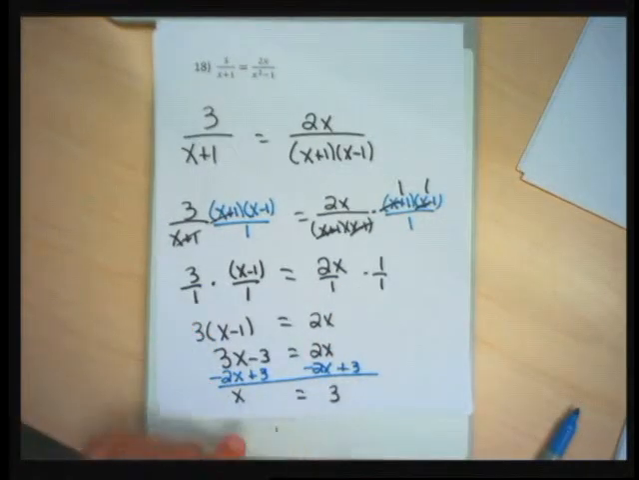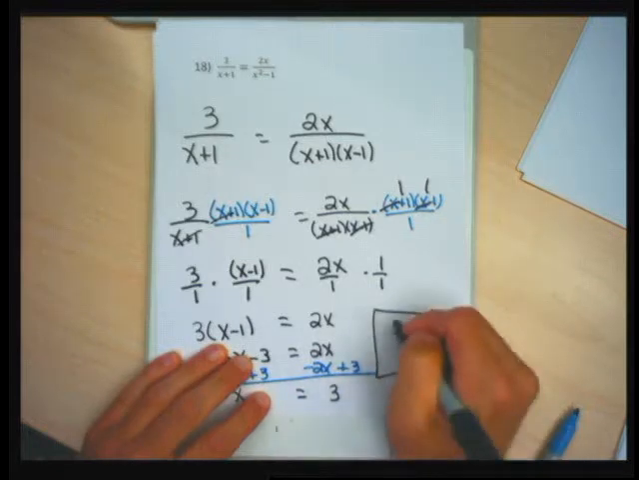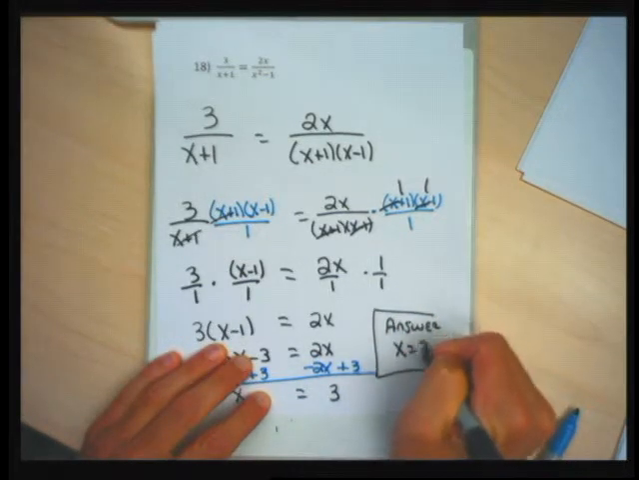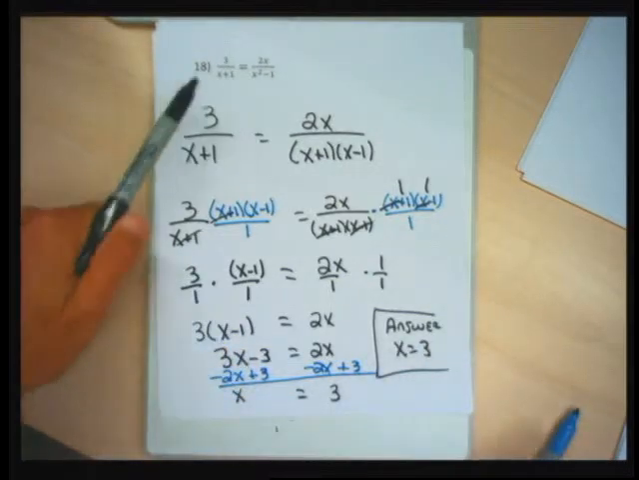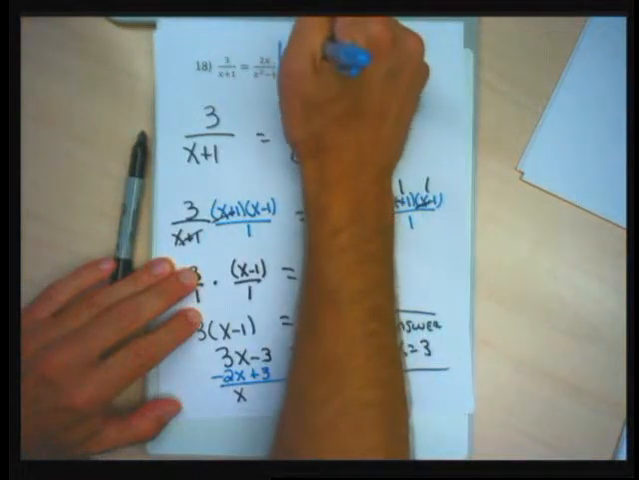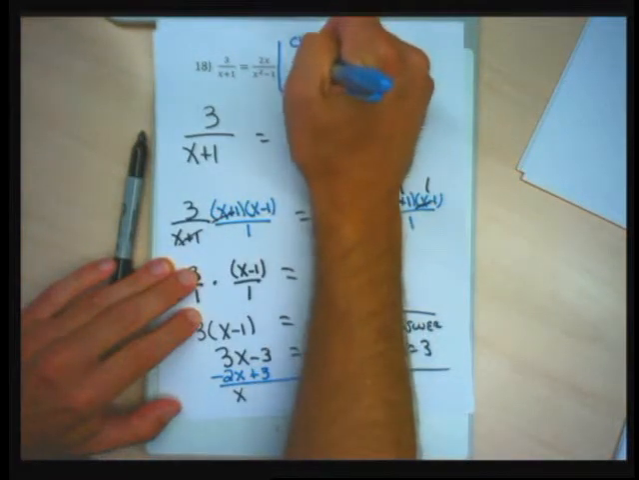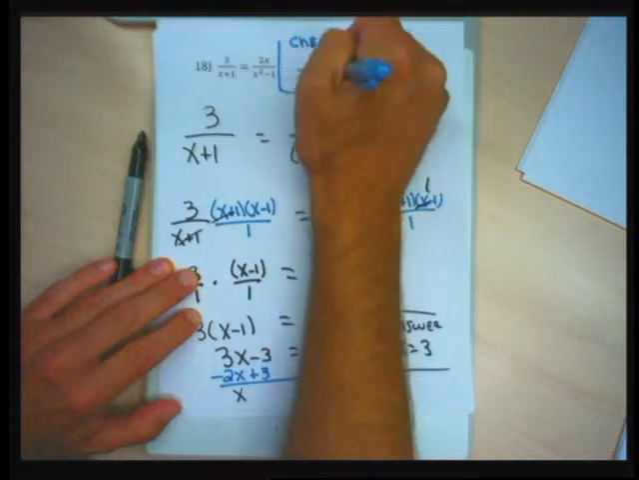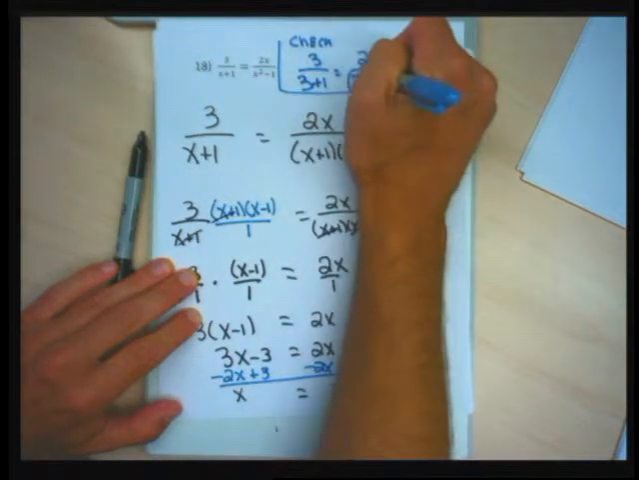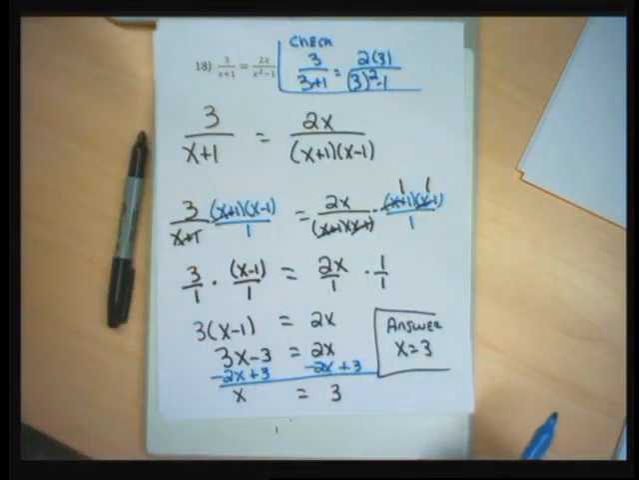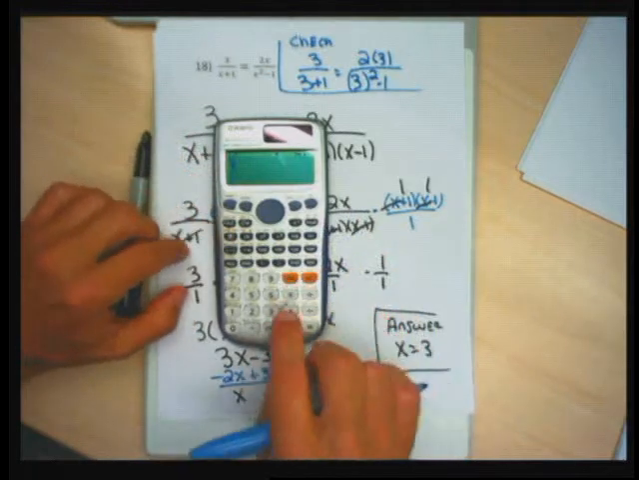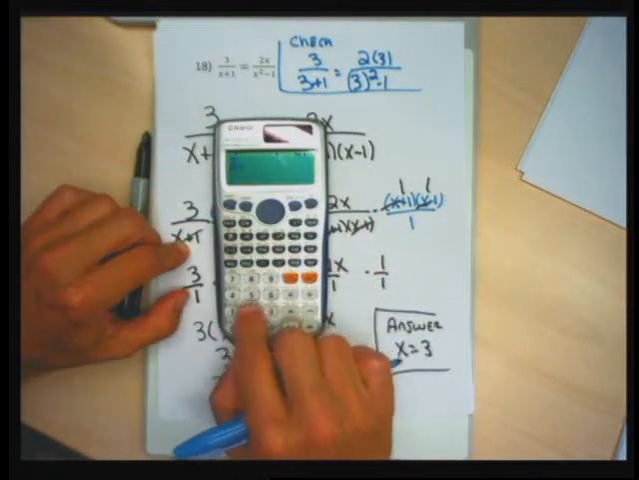So I think the answer is x equal to 3, and I need to check that. So I'm going to come up here and check. I'm going to check to see, does 3 over 3 plus 1 equal 2 times 3 over 3 squared minus 1? Probably will work, but I'm not certain. I haven't messed up. So left side, 3 over 3 plus 1.